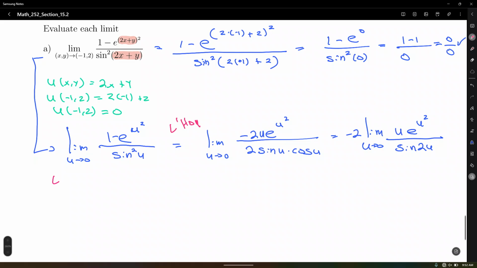Yes? Because you factored out the negative 2, should it be negative sine 2u on the bottom? No, because I just factored out the one from the numerator. Oh, yes, unless I had another one in the denominator, so they cancel that as well. All right? So L'Hopital's.